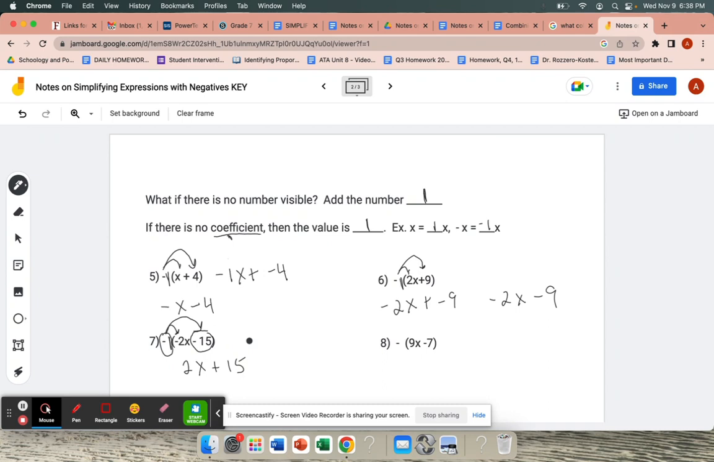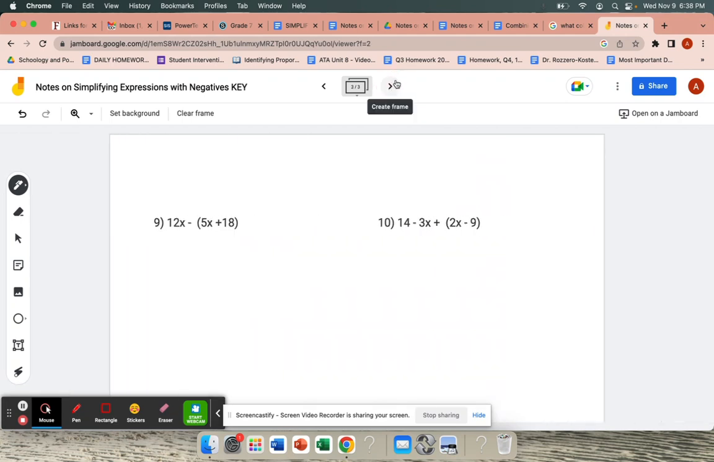And this last one here, I'm going to put a 1 here. And now I'm actually going to circle because I got negatives and a minus sign. So negative 1 times 9 is negative 9x. And then negative times a negative is a positive 7. Just don't forget you can add the 1.